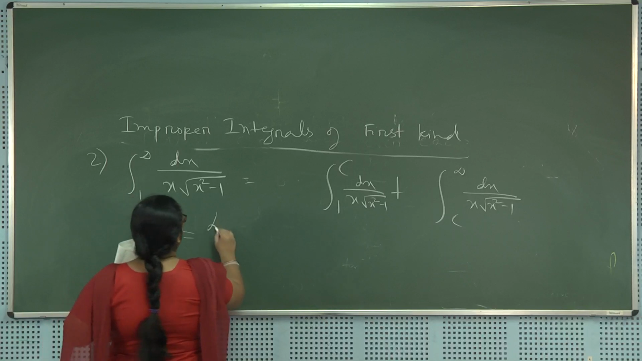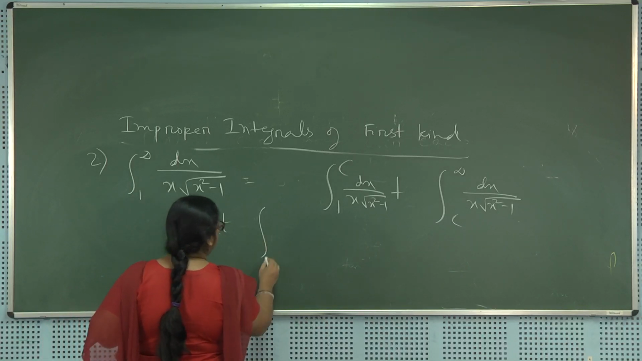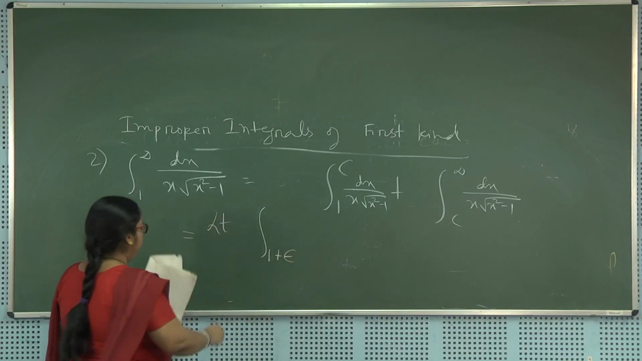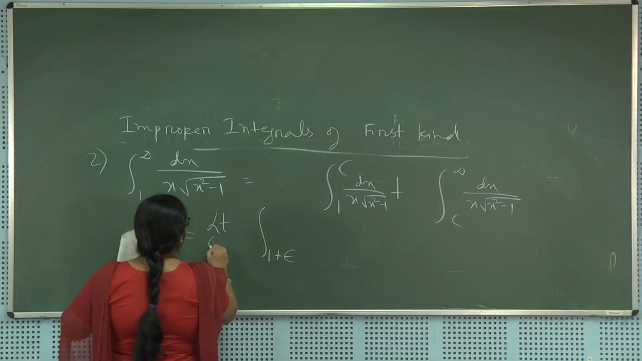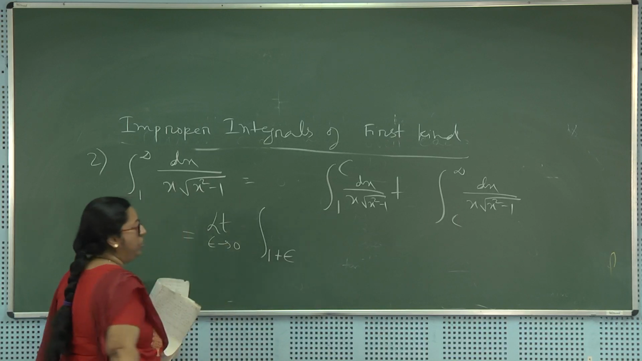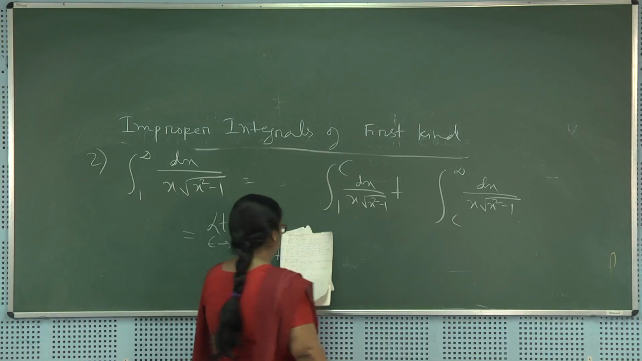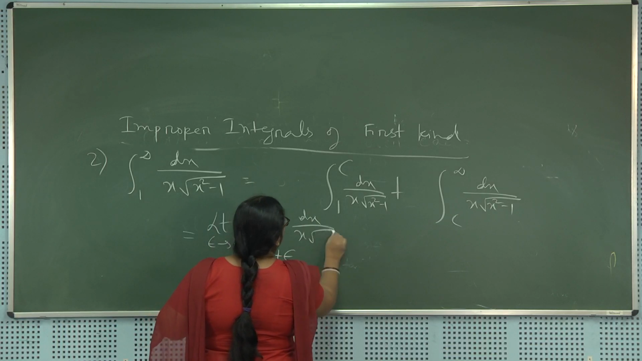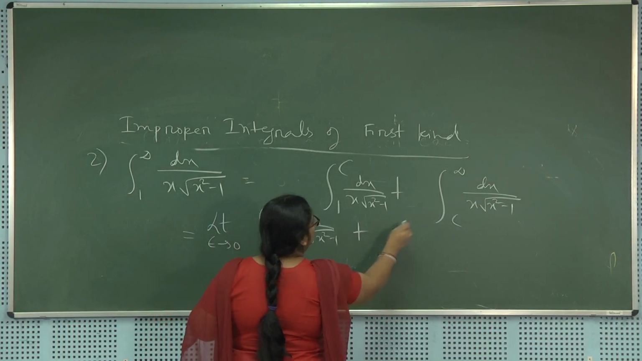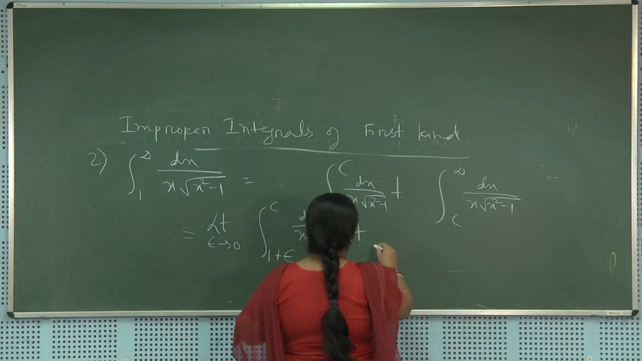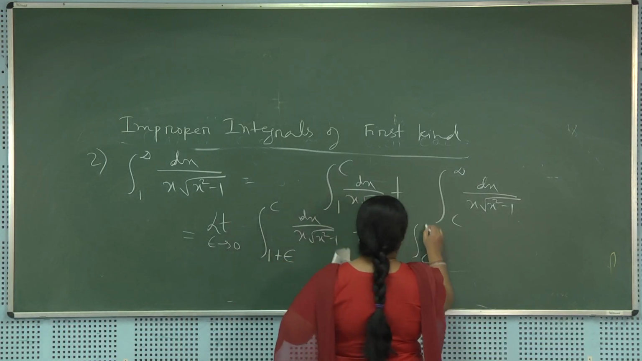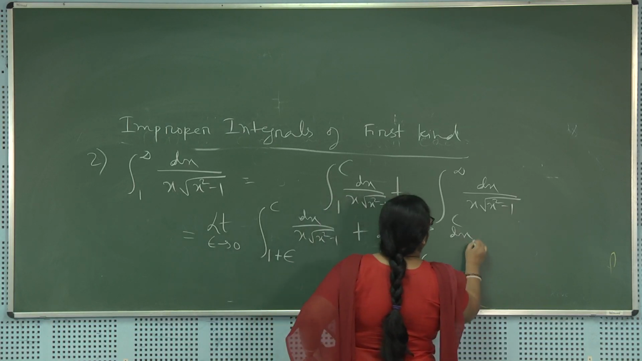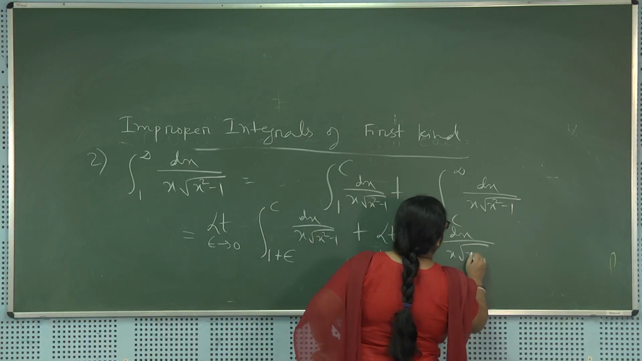So, we will again try to make it a proper integral. Because it is in the lower limit, it will be 1 plus epsilon. Epsilon is a very small number, tending to 0, but it is positive. So, the integral of dx over x root of x squared minus 1 from 1 plus epsilon to c. And as usual, we make the other one a proper integral: the limit as b tends to infinity of the integral from c to b of dx over x root of x squared minus 1.